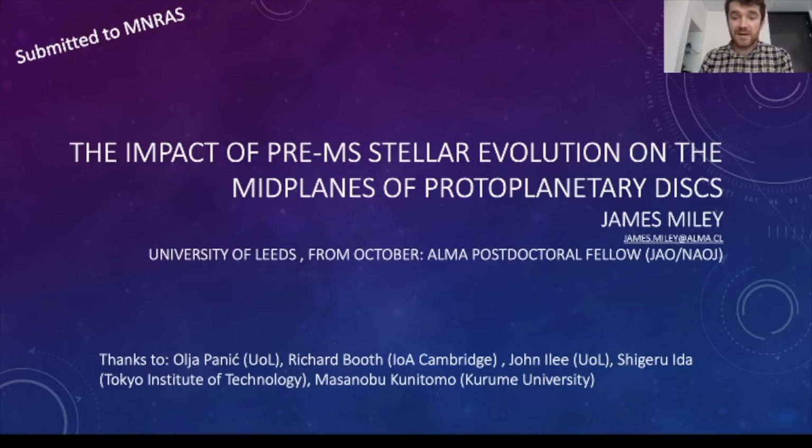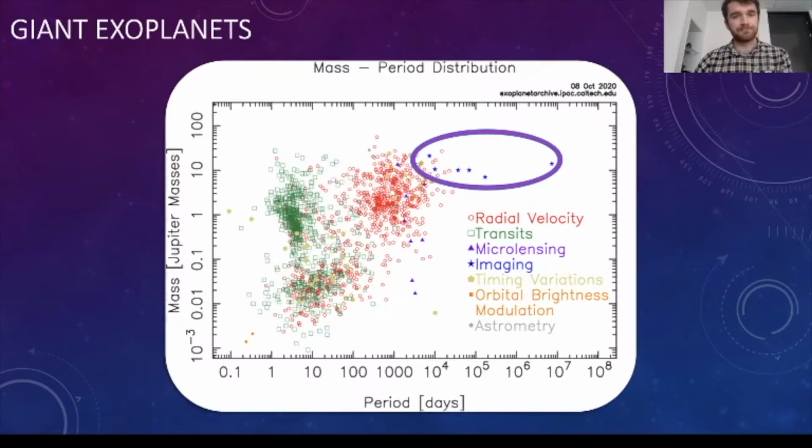Hi, I'm James Miley, and sometimes when we're modelling protoplanetary disks, we adopt values from their later stages that we're currently observing, but that forgets that, especially in younger stages, these stars are evolving very quickly, and that these changes are going to have effects on the disks they host as well. So my video poster is on the impact of pre-main sequence stellar evolution on the midplanes of protoplanetary disks. A big thank you to all my collaborators whose names are at the bottom.